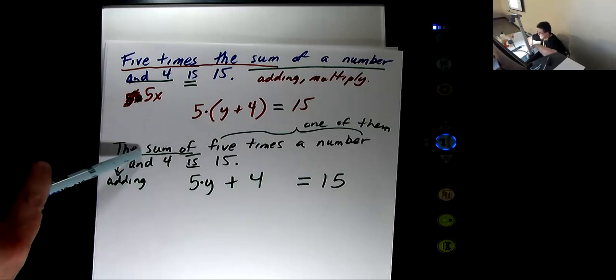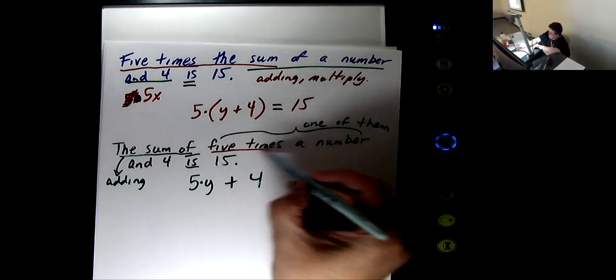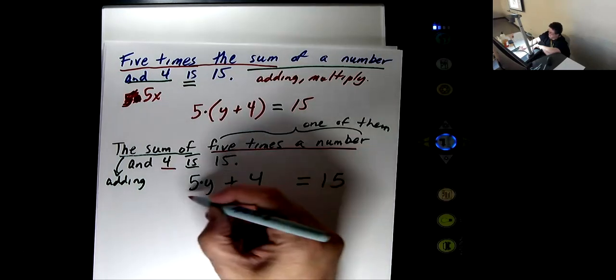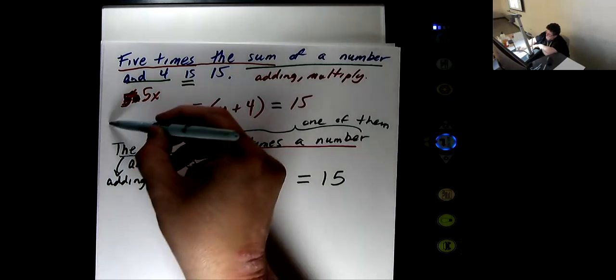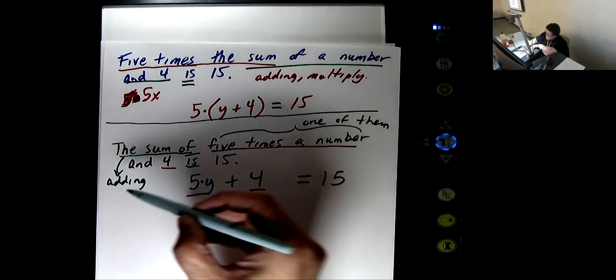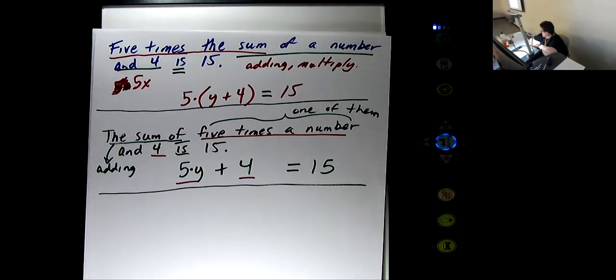Here it says take the sum, and then there's only 2 things that follow it. 5 times a number and 4. So those must be the 2 things that we're adding. And we already covered how to solve those problems. So those are 2 different problems that have the exact same words in them, just in a different order, which is crazy.